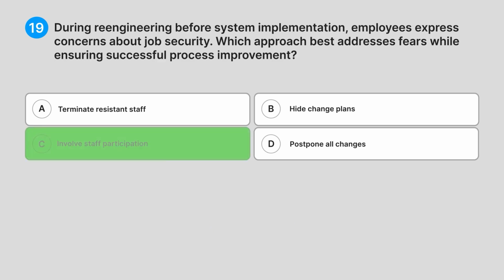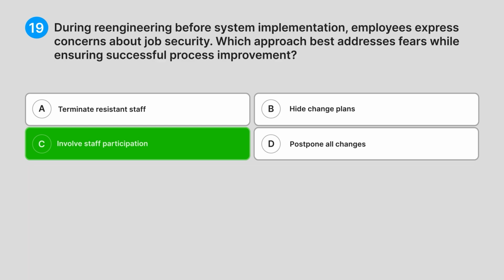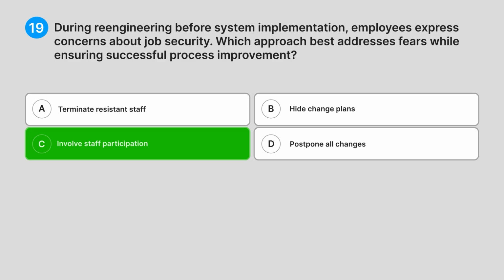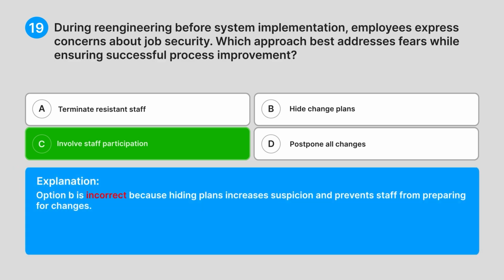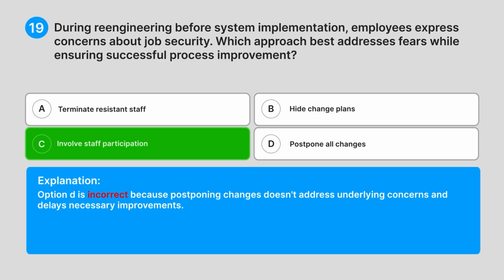Correct answer, C. Involve staff participation. Explanation. Option C is correct because staff participation in re-engineering identifies improvement opportunities while building ownership and reducing fears through transparency. Option A is incorrect because terminating staff increases fear and resistance while losing valuable institutional knowledge. Option B is incorrect because hiding plans increases suspicion and prevents staff from preparing for changes. Option D is incorrect because postponing changes doesn't address underlying concerns and delays necessary improvements.